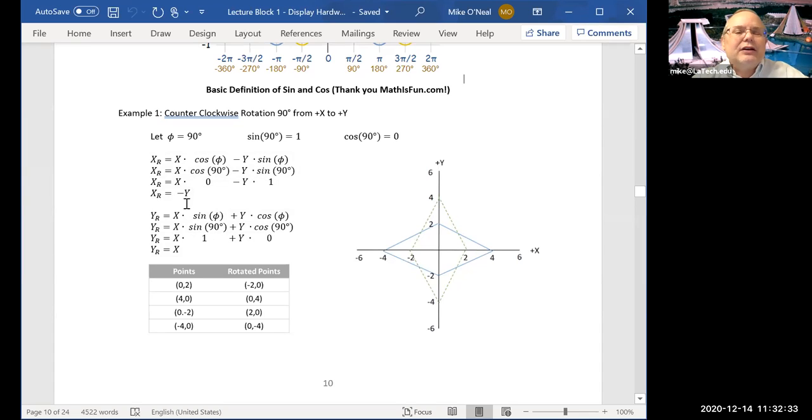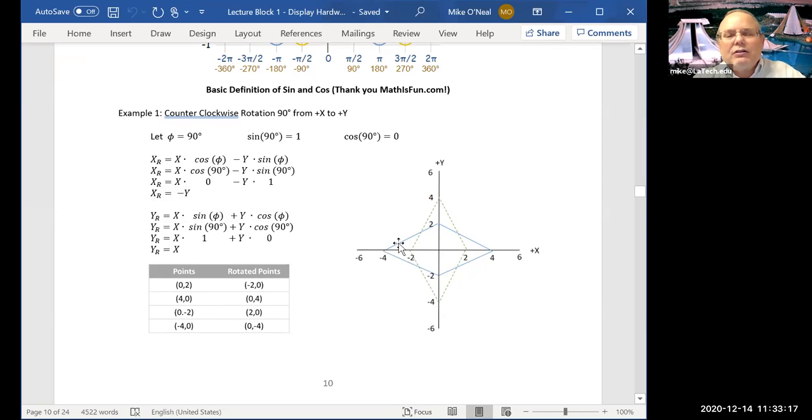So basically your x and your y swap, and your y gets a negative put in front of it. What was x becomes y, and what was y becomes x, but you have to remember to negate the y. So (0, 2) will become (-2, 0), because again, the y gets negated. (4, 0) becomes (0, 4). Well, you're negating 0, and that's just still 0. (0, -2) becomes (2, 0). And (-4, 0) becomes (0, -4).